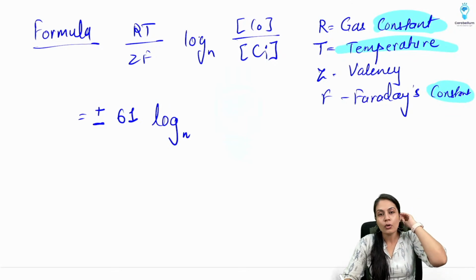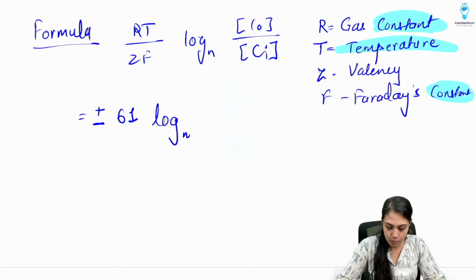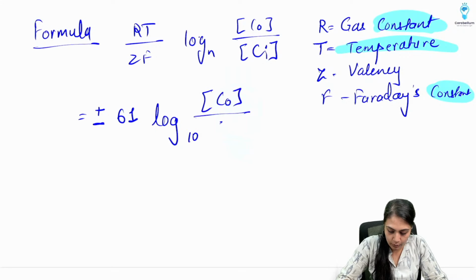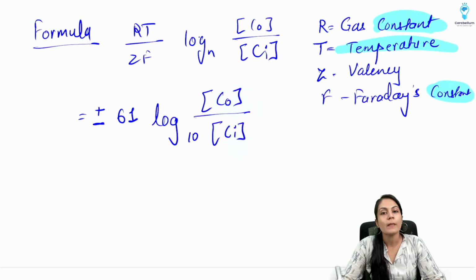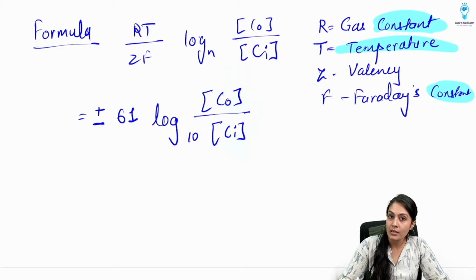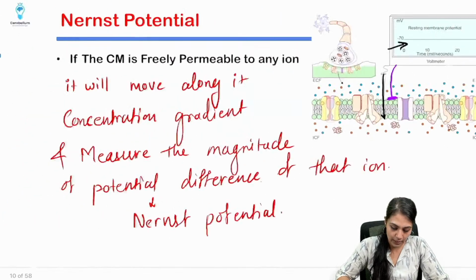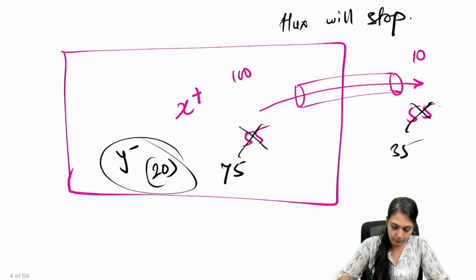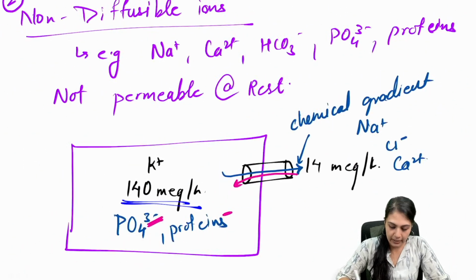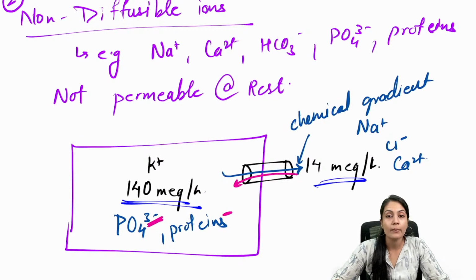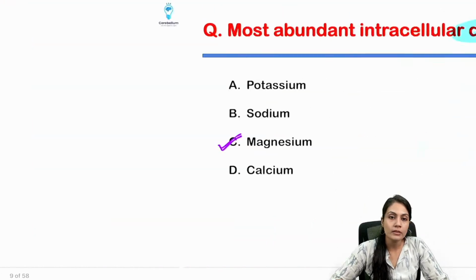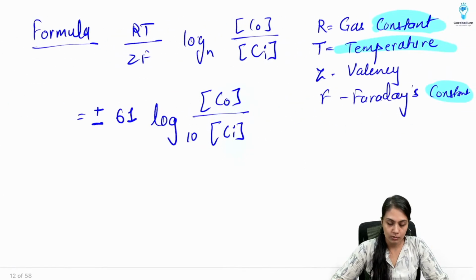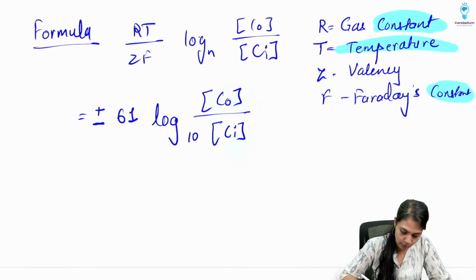Since the natural log cannot be easily calculated, I'm going to change that natural log into log 10. Then I'm going to write the concentration outside upon concentration inside. If I put the values that we have discussed about potassium, I'll show you that diagram again, suppose the potassium is 140 milliequivalent inside and 14 milliequivalent outside, then what will be the scenario over here?